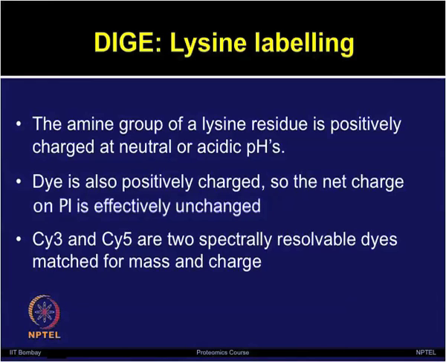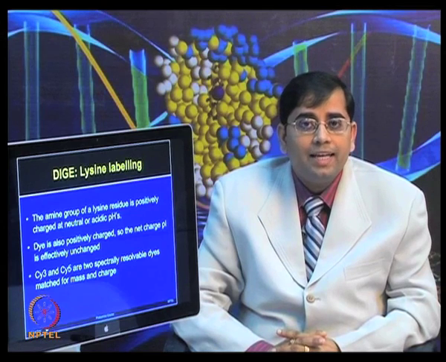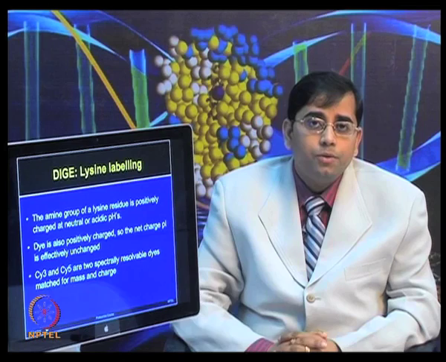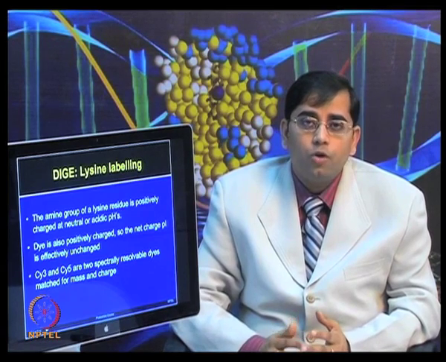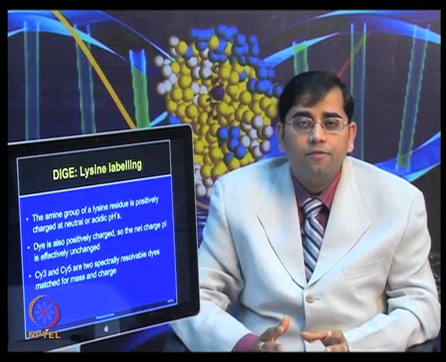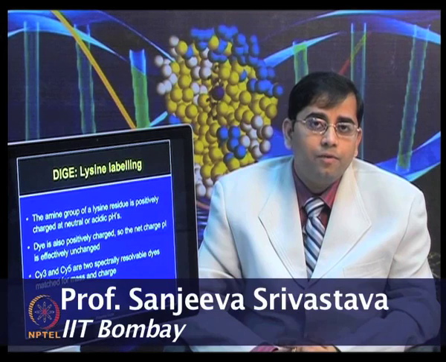Therefore, Psi 3 and Psi 5 are not going to alter the mass as well as the charge overall, and they are very well spectrally resolved. So, people prefer doing lysine labeling. It is not going to alter overall pI values. It is not going to alter overall mass, because both Psi 3 and Psi 5 carry the same mass of these labels, and there is a good probability that your protein will have lysine residues and will get labeled by the cyanine dyes.